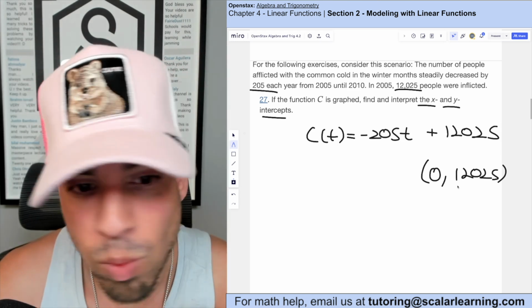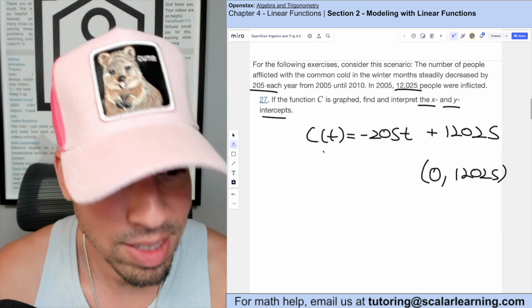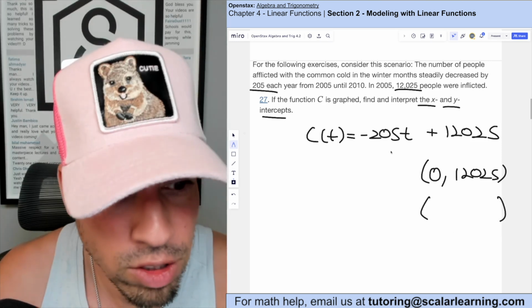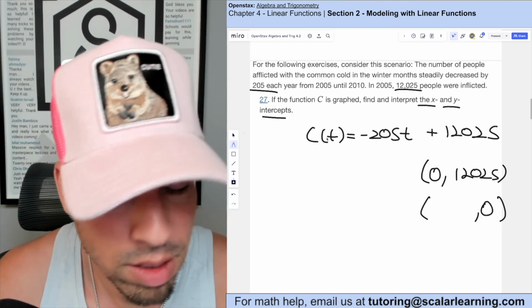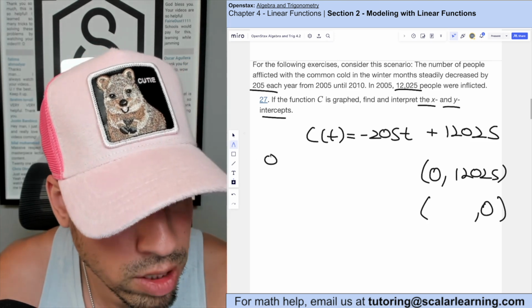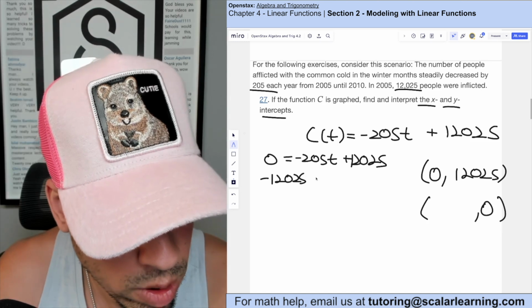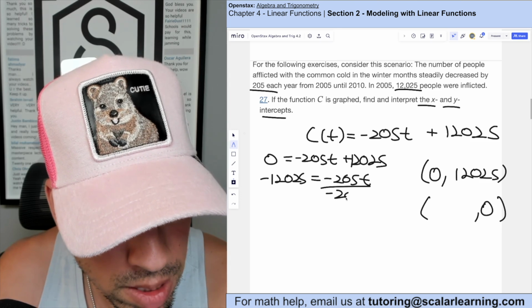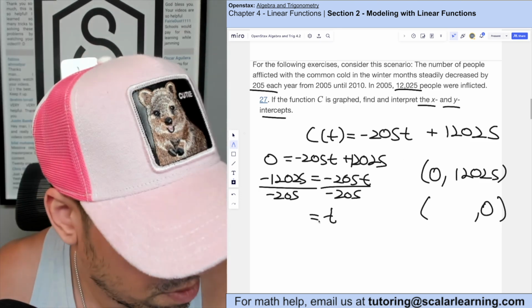And again, when I say y-intercept, really in this case I'm talking about the c-intercept because it's a function c, but that is the y value. And then the x-intercept, or in this case the t-intercept, is when the c value is actually 0. To calculate that, we're going to plug in 0 and solve for t. So now that I've plugged in 0, I'm going to subtract 12,025 from both sides. And then last step, we're going to divide by negative 205. And what we get is approximately 58.7.